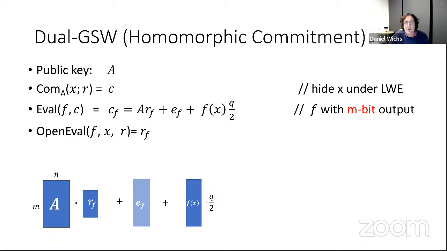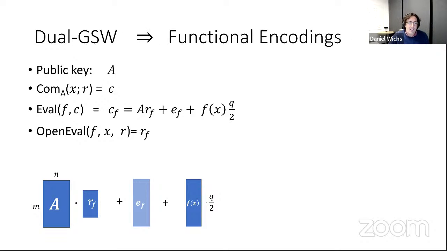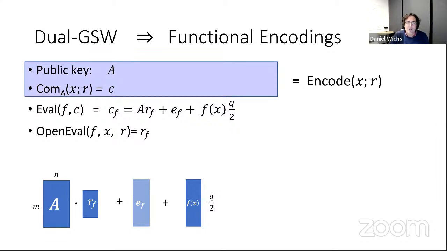If I know the function f, the committed value x, and all of the randomness r, then I can compute this value R_F. Okay, so essentially it's a homomorphic commitment where the opening is very small, much smaller than the committed value. And you can see that this crypto system almost directly can be used as a functional encoding. In particular, the encoding of a value x is just this public key A and the commitment.